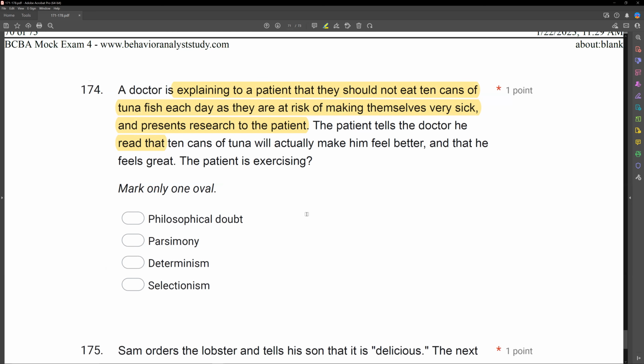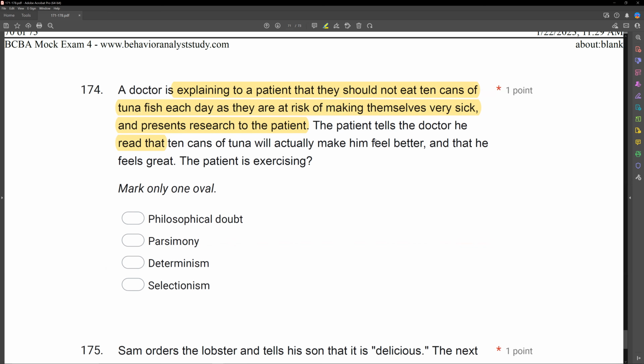Well, A, he's engaging in philosophical doubt. We, as part of science, engage in philosophical doubt. We question outcomes, we question research. Until we can repeat it, we question it. So, right or wrong, what the patient is doing, he's doubting the validity of this empirical research of this expert in the field.